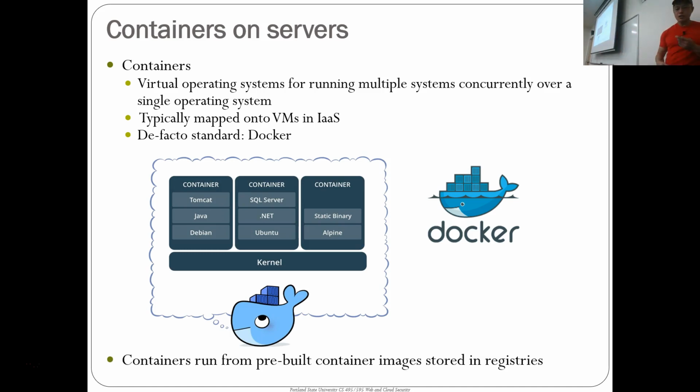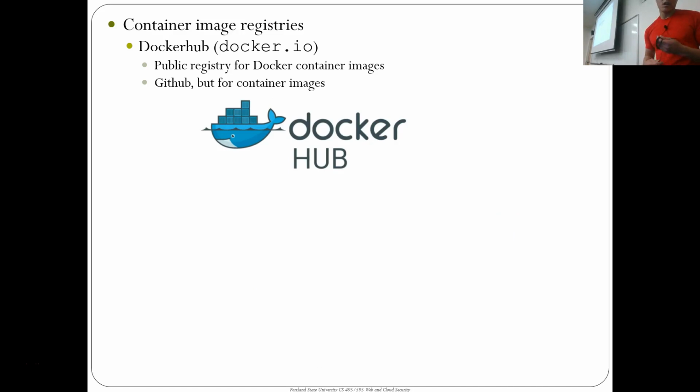So containers are run from pre-built container images. And these images are stored in registries. So the most common container image registry that you'll come across is Docker Hub. So whenever you see a URL with docker.io, this is pointing to Docker's container registry. This is a public registry for container images, and you can consider it GitHub, but for container images.